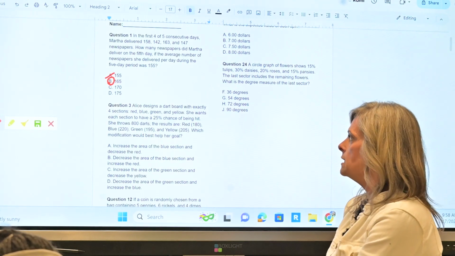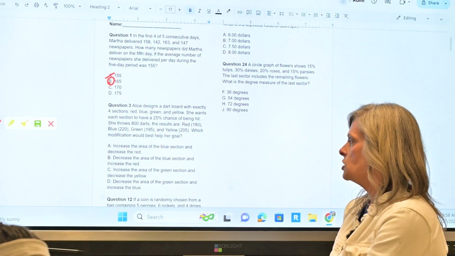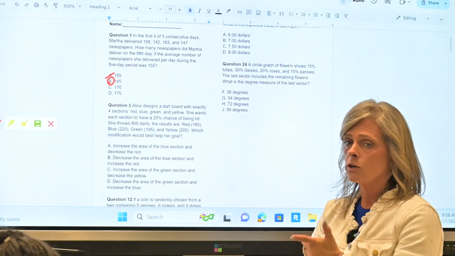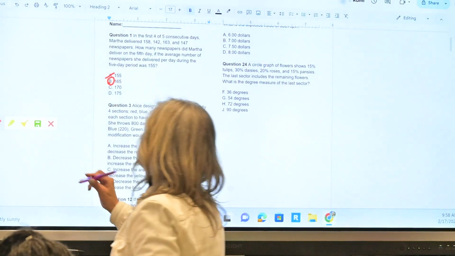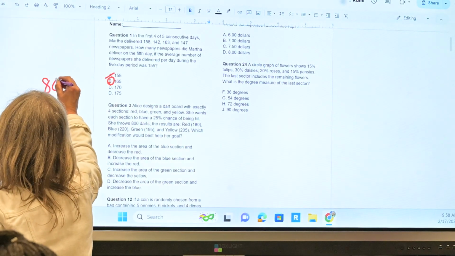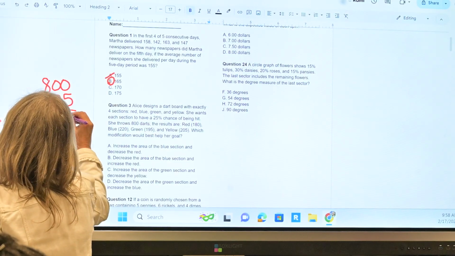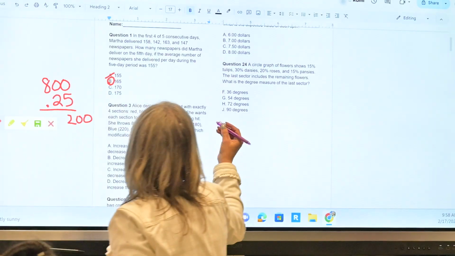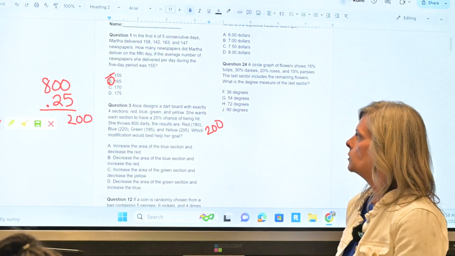She wants each section to have a 25% chance of being hit. She throws 800 darts. So our first part that we need to do is 800 times 0.25, right? So 800 times 0.25, it's 200, okay. So that means that each of these sections need to be close to 200, okay?